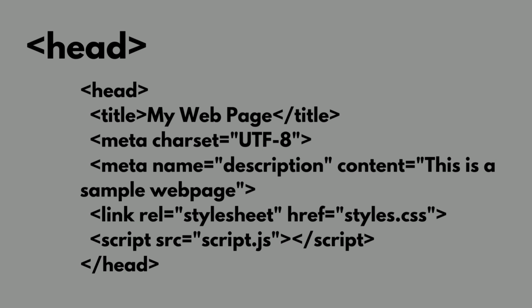The head tag in HTML is used to contain metadata about the web page, which is not displayed directly on the page itself but helps define the page information for the browser. This includes things like the title of the page, links to style sheets, scripts, and meta information for search engines.